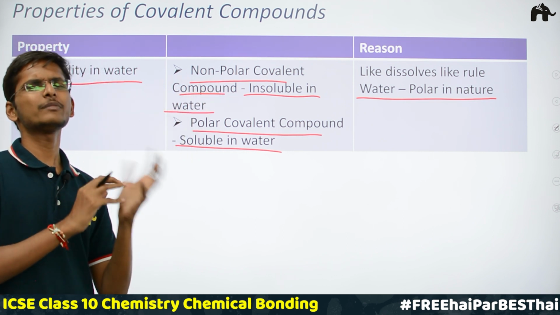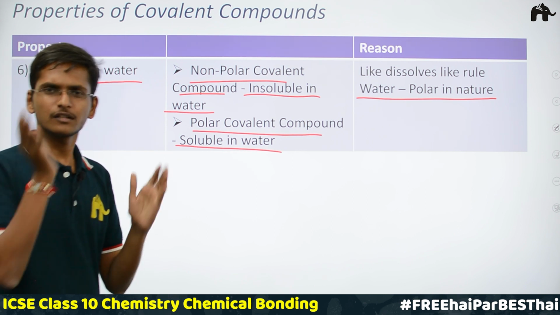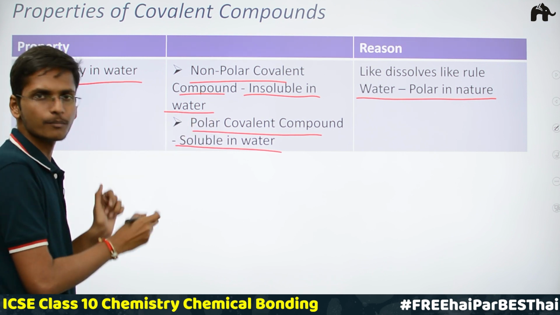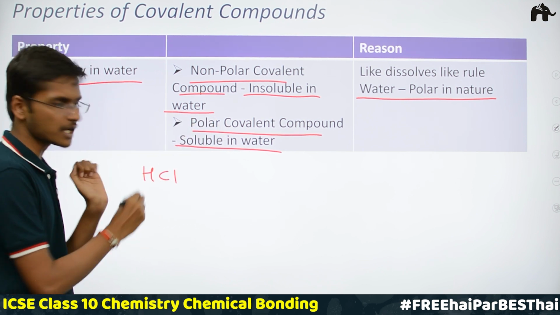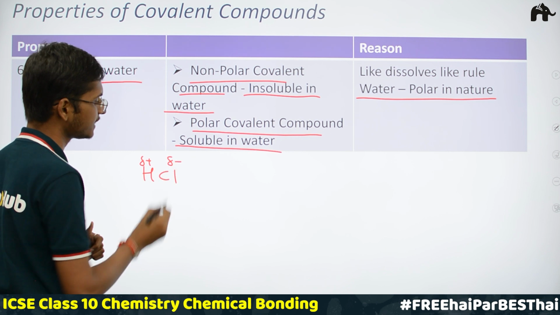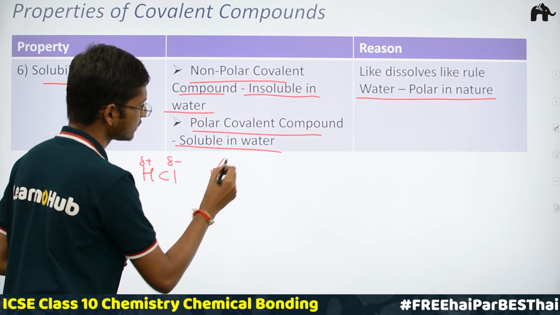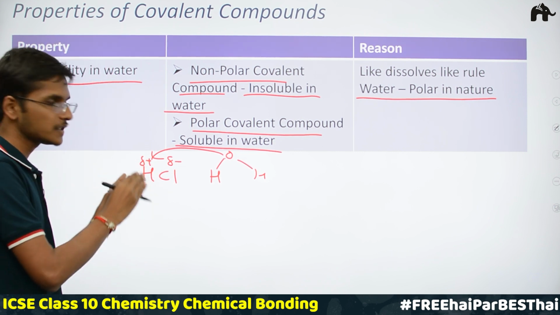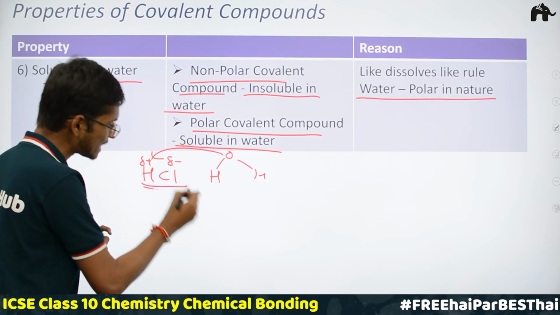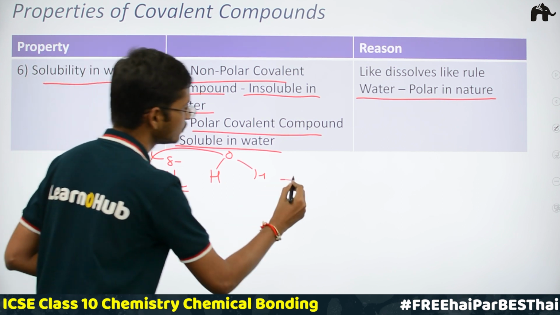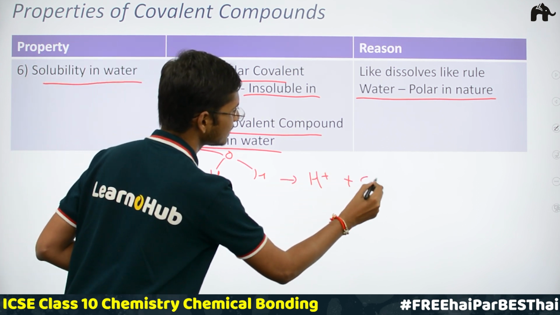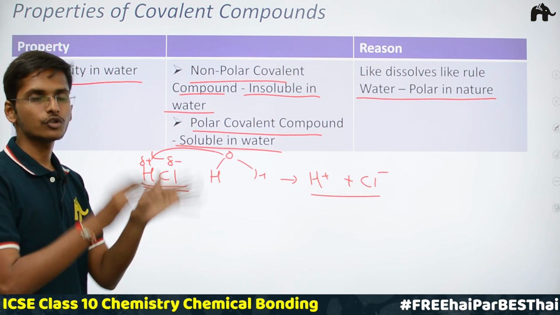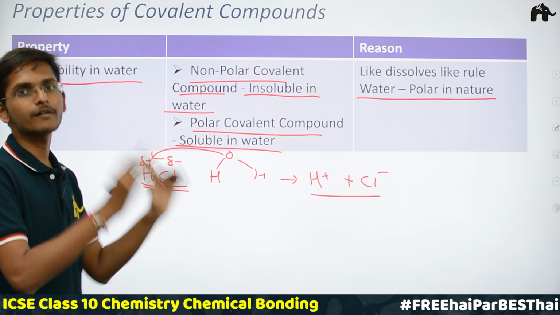Now let's try to make it simpler. We have already learned this thing, you just try to relate it. Let's first see polar covalent compounds. We know HCl has charge separation, slight positive, slight negative. What water does is, its oxygen atom pulls off this hydrogen from this HCl. It ionizes this HCl molecule, and H plus and Cl minus are formed, and when these ions are formed, we say that our HCl is solubilized, means our HCl has been dissolved in water, right?